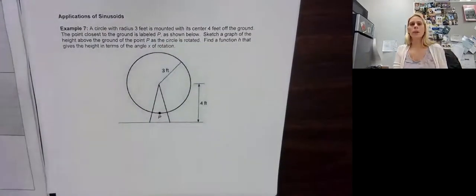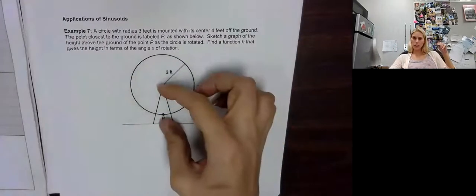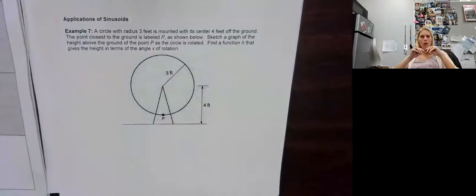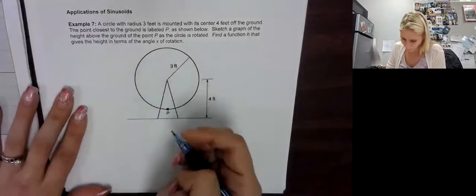What if we get a story problem? What are we going to do here? Let's read this. A circle with radius 3 feet is mounted with a center 4 feet from the ground. So the center is 4 feet from the ground. The point closest to the ground is labeled P, as shown below. Sketch a graph of the height above the ground of the point as it's rotated. Find a function h that gives the height in terms of x.